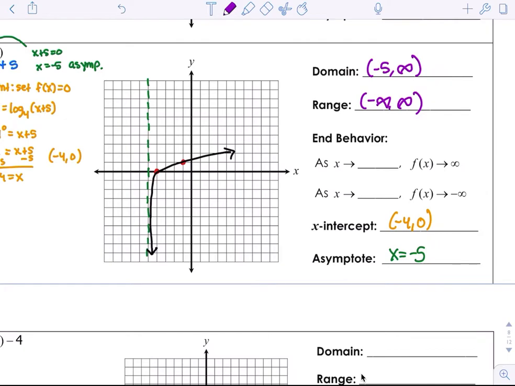Okay, end behavior. As f of x continuously goes upward, that means x is approaching infinity. Now, where is f of x approaching negative infinity? It's down here. So in order for f of x to approach negative infinity, x has to approach the vertical asymptote, -5 from the right-hand side. Okay, so there's that.